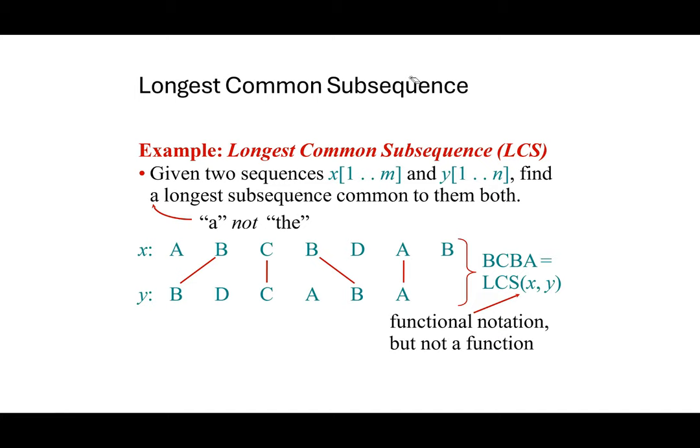Okay, so first, what is the longest common subsequence? We are given two sequences, say we call them X and Y. The sequence length of X is M and the sequence length of Y is N. We have to find the longest common subsequence. So here is X. X is A, B, C, B, D, A, B. Say this has a length of M. So this is the mth character, this is the first character. The second sequence is Y: B, D, C, A, B, A. The first character is B, the last character is A.